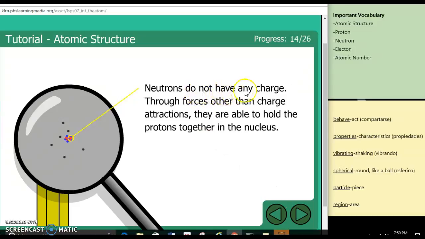Neutrons do not have any charge. Through forces other than charge attractions, they are able to hold the protons together in the nucleus. So fill out in your chart, the charge of a neutron is 0, no charge.